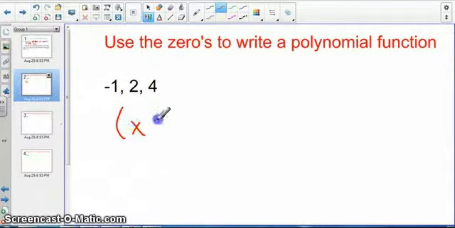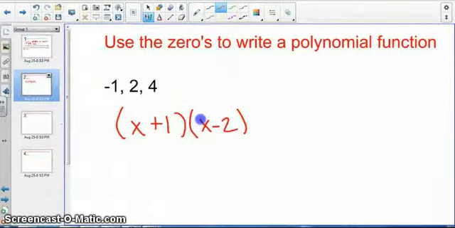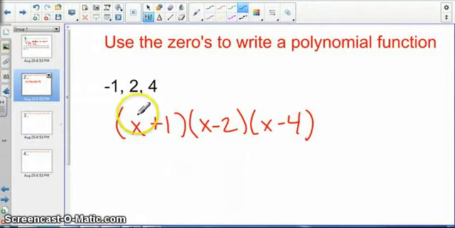So x plus 1 would be our binomial for negative 1, x minus 2, and then x minus 4. If I would set each one of these factors, x plus 1, x minus 2, and x minus 4, equal to 0, I would get these solutions, or these zeros. So now I need to multiply these out. First I'm going to multiply two of my binomials first. So I'm going to take x plus 1 times x minus 2.